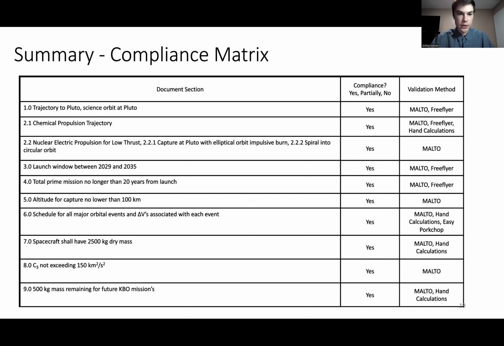The only area in which we were close was our characteristic velocity for our auxiliary mission, which was close to 150 at 128, but still was not exceeding. So all requirements were successfully met. Next slide, please. And that's it, I think.